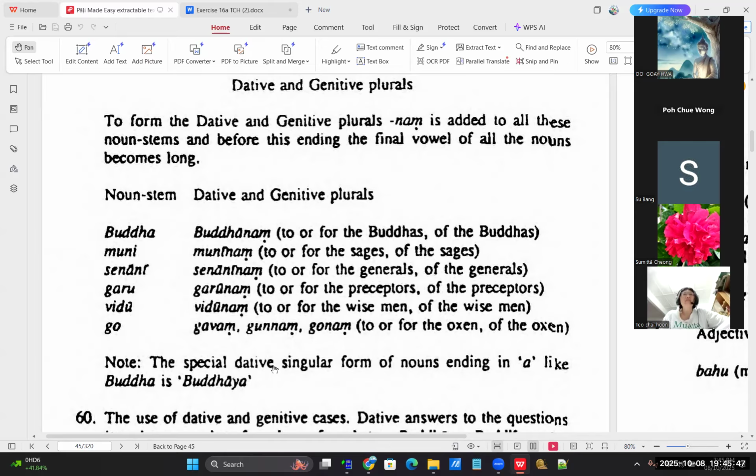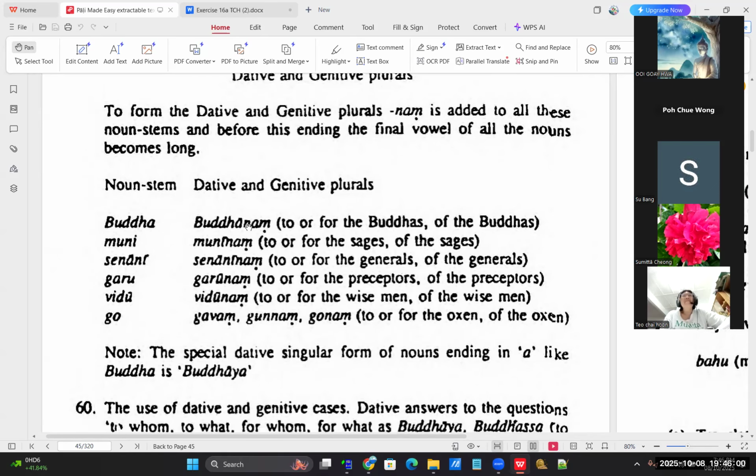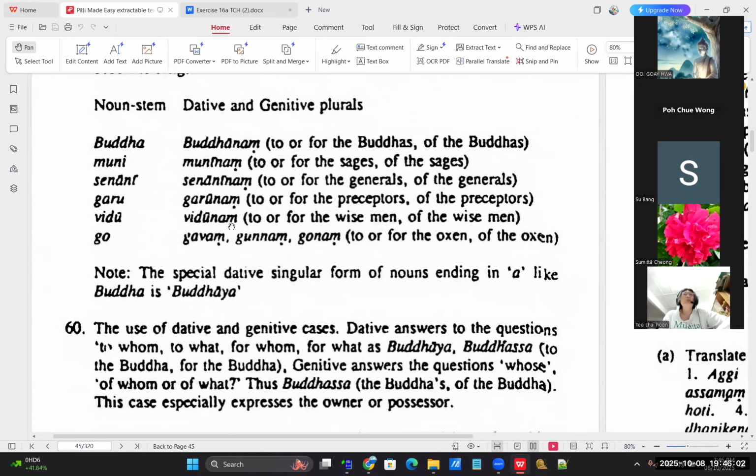Only for Buddha, there's a special dative singular form. There's Buddhaya. So when you see this, you have to check the table again. This is more explanation, but you still need to go to the table of declension to see all this.